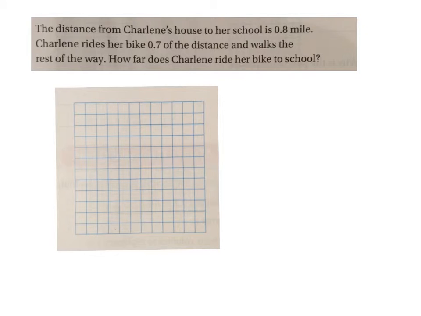The question is asking how far does Charlene ride her bike to school? What is the important information we need to know to solve this problem? Liam? Her house is 8/10 of a mile from the school. Okay, the total distance is 8/10 of a mile. And she bikes 7/10 of the way.